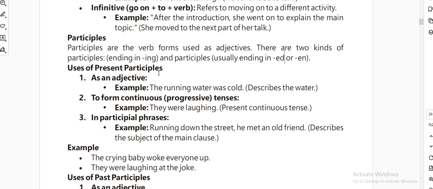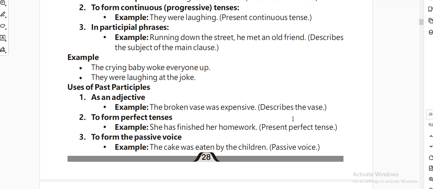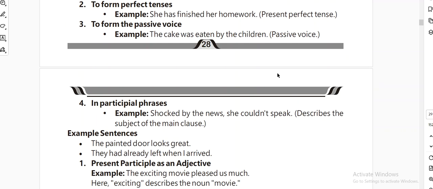So the uses of present participles are, as an adjective: the running water was cold. Here it describes the water, the quality of the water. Then, to form the continuous progressive tense: they were laughing. Here the word laughing is in the present continuous tense. In participial phrases: running down the street, he met an old friend. Again, the word running is used here as a participle. Then there are some other examples.